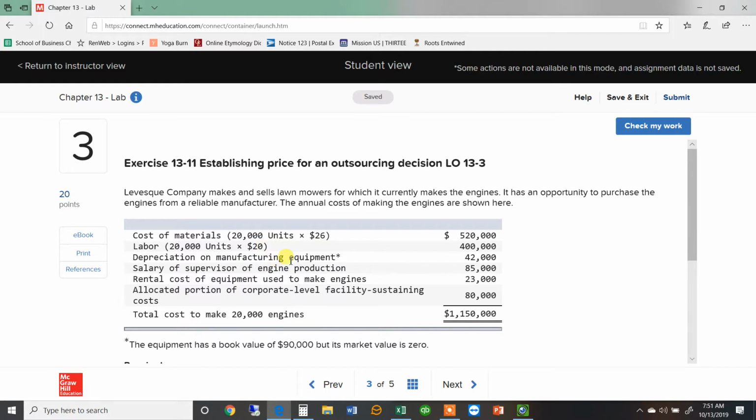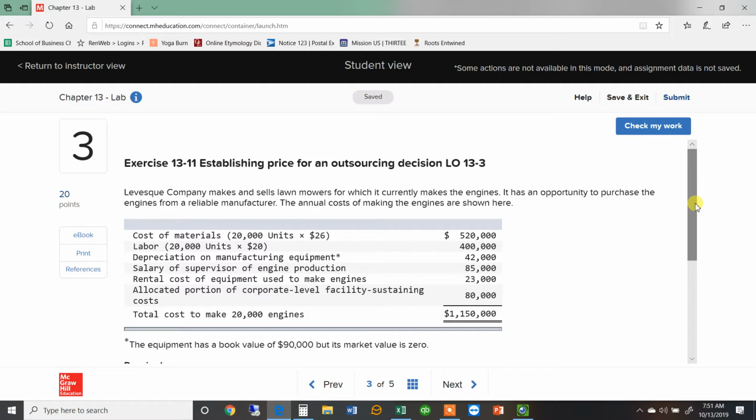They have depreciation on the equipment. They have the salary of the supervisor who is overseeing the engine production. They have rental costs of equipment to make the engines, and then they have corporate level facility sustaining costs that are basically transferred into this business. So these are things where this would not go away if they got rid of the engines.